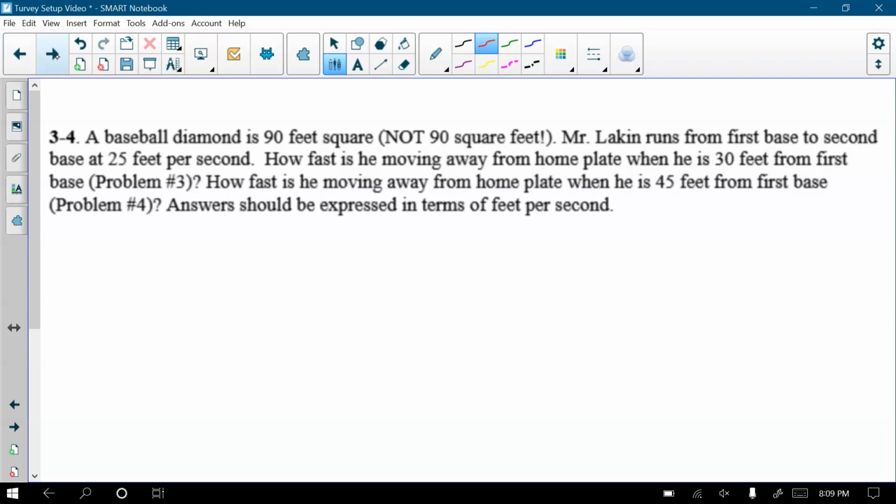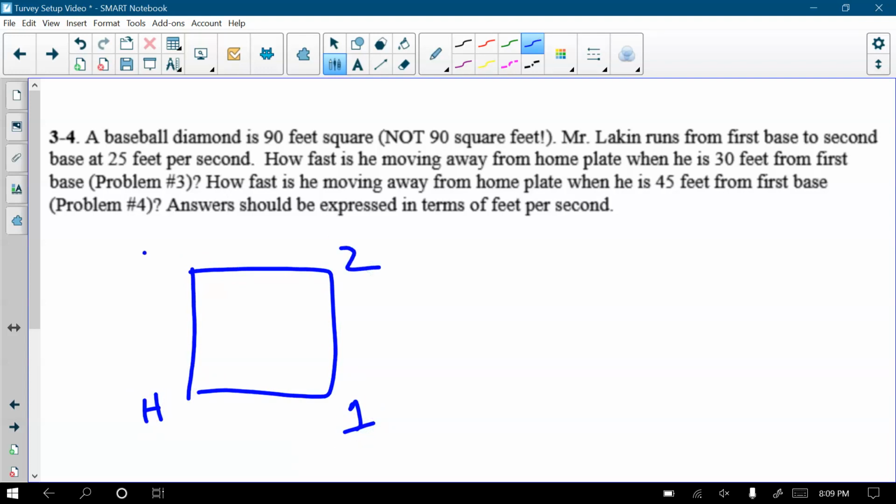Okay, so same idea here: they give you 2 separate problems in one. Let's get a diamond here. So we've got 90 feet square. We'll call this home, and we'll call these first, second, and third. Okay, it's 90 feet square, which means I am going to have this side be 90 feet. Check, and I drew a diamond.